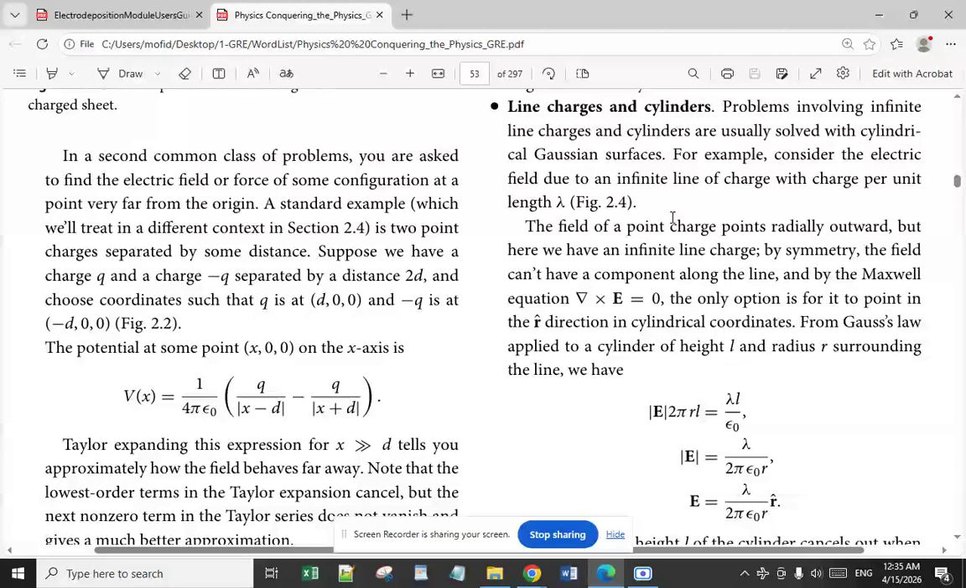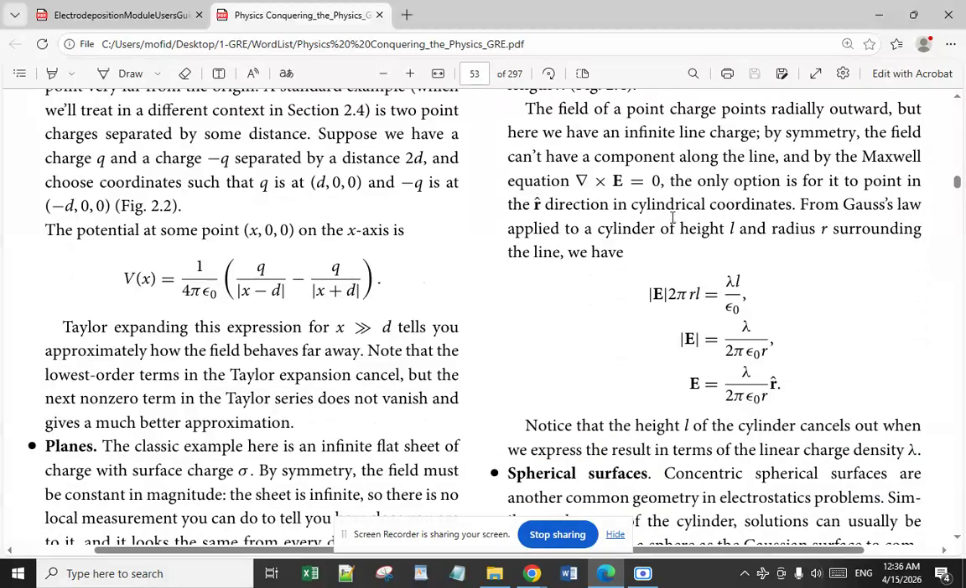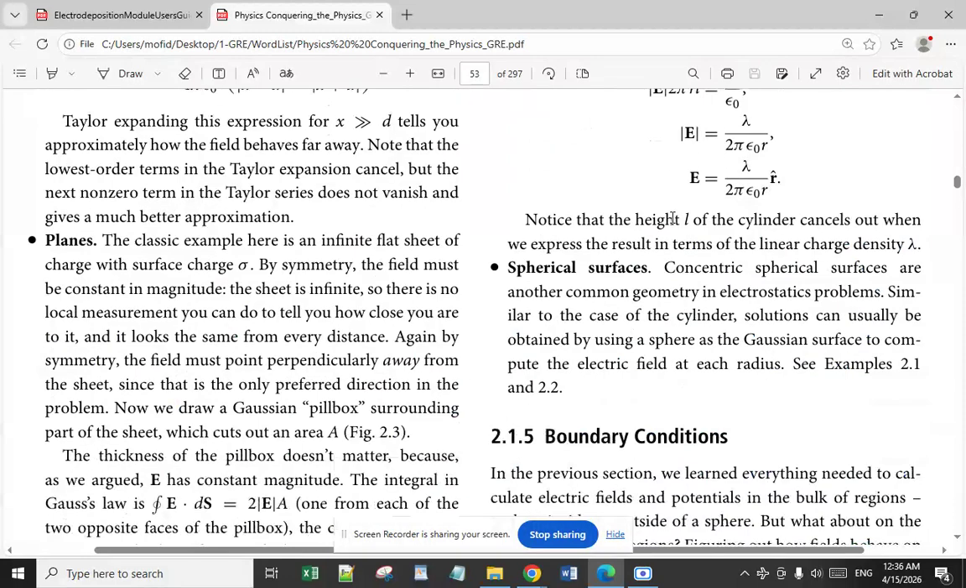The potential at some point on the x-axis is V(x) = 1/(4πε0) multiplied by [q/|x − d| − q/|x + d|]. Taylor expanding this expression for x much bigger than d tells you approximately how the fields behave far away. Note that the lowest order terms in the Taylor expansion cancel, but the next non-zero term in the Taylor series doesn't vanish and gives a much better approximation.